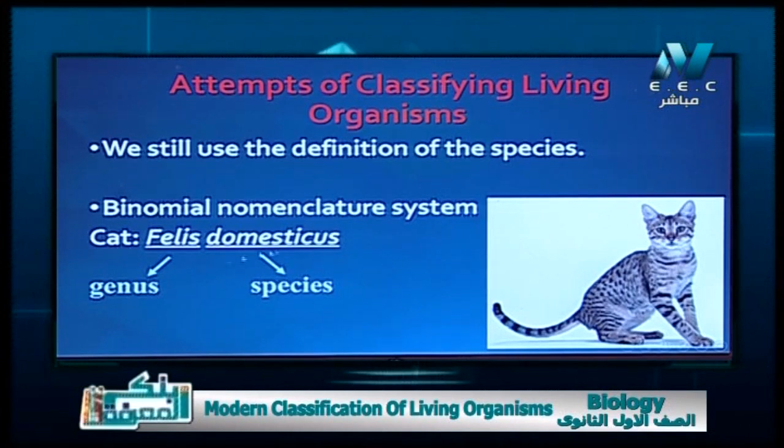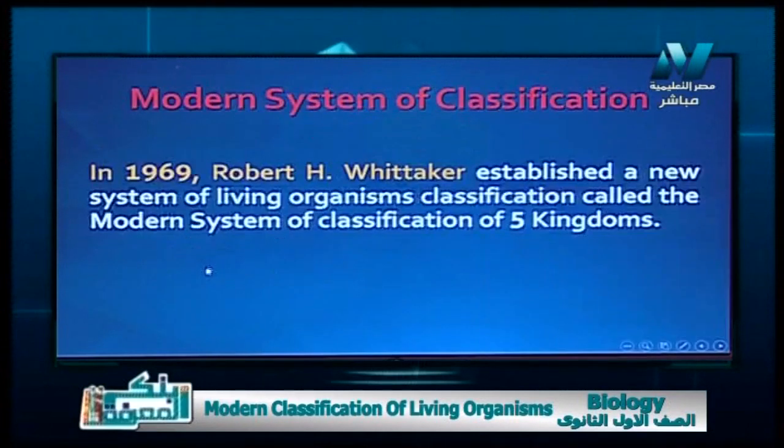Like this example, Felis domesticus, which is the cat. The first name, Felis, refers to the genus, and domesticus refers to the species. And the hierarchy of classification started with the kingdom and phylum and so on, as we said last time, until we end up with the species.